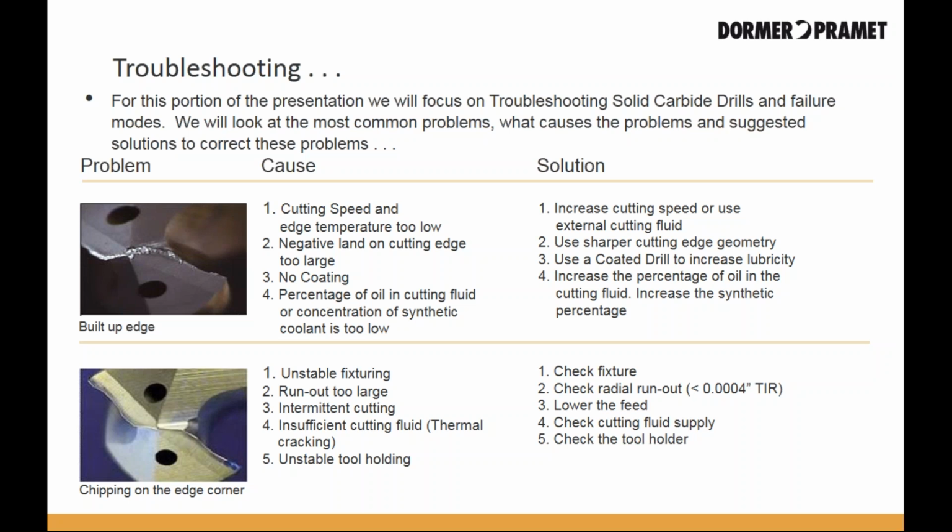It has to be less than 0.0004 of an inch TIR with solid carbide drills. Any more than that should be corrected with a more accurate holder or a new collet. You can lower the feed rate, you can check your cutting fluid supply, and you can check your tool holder.